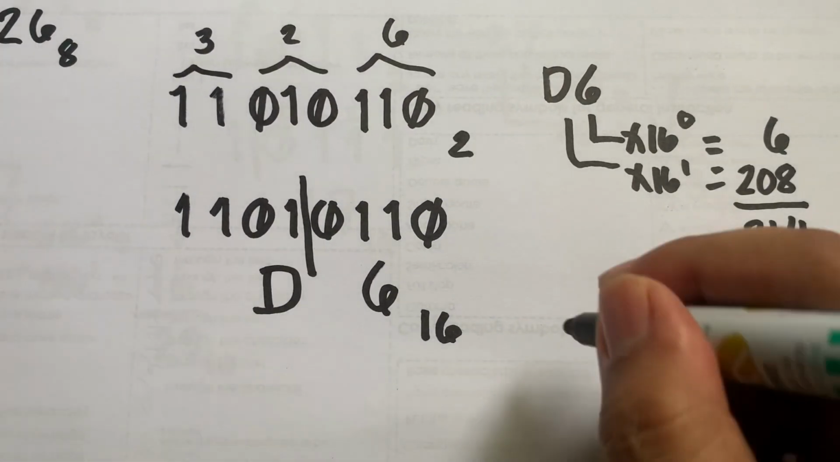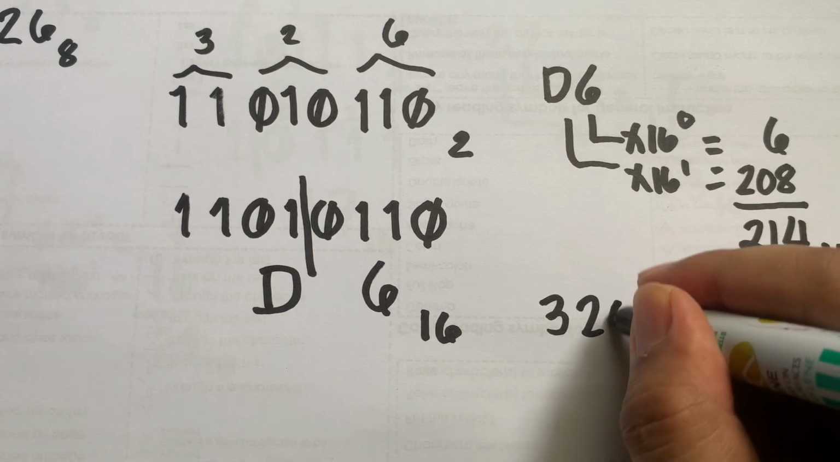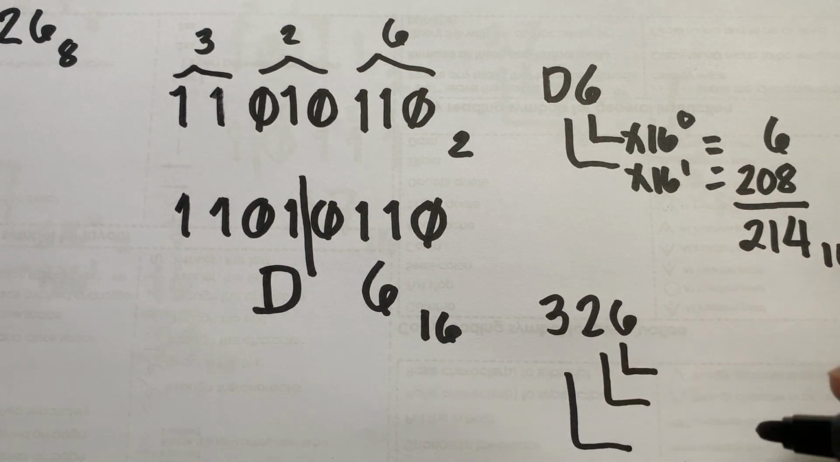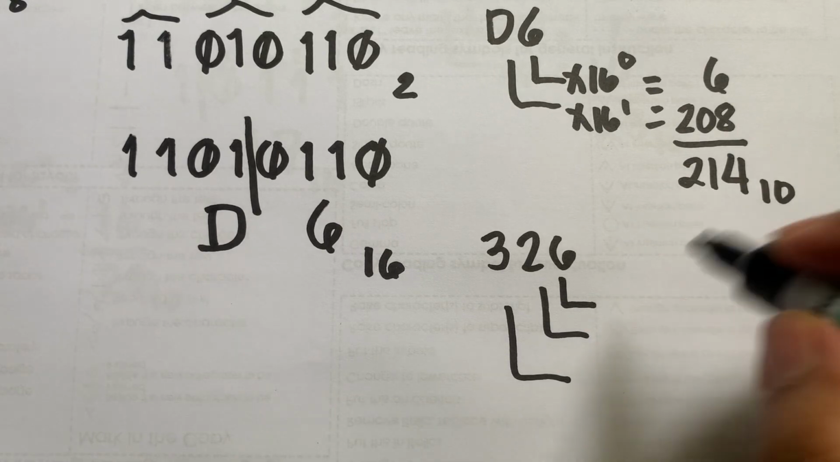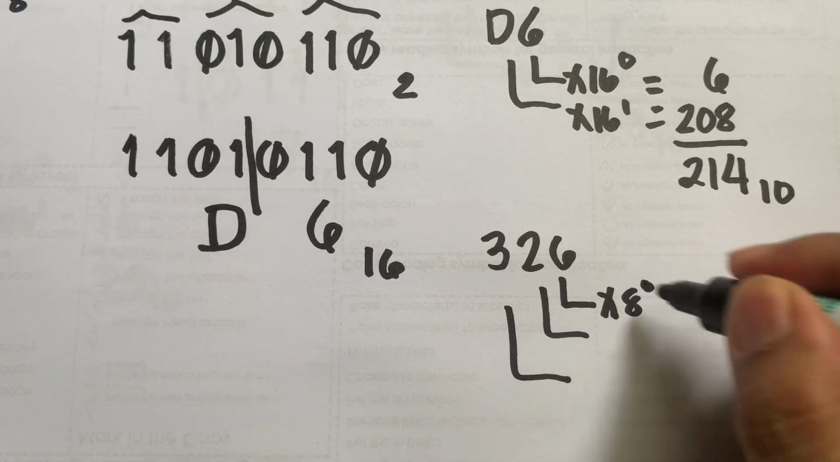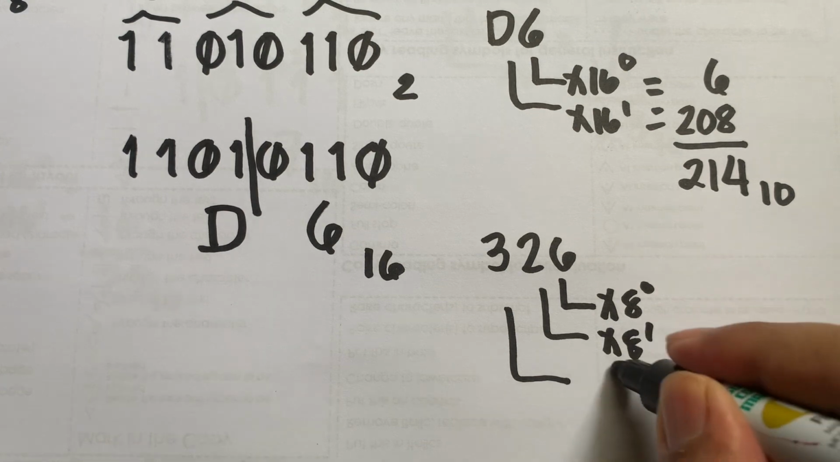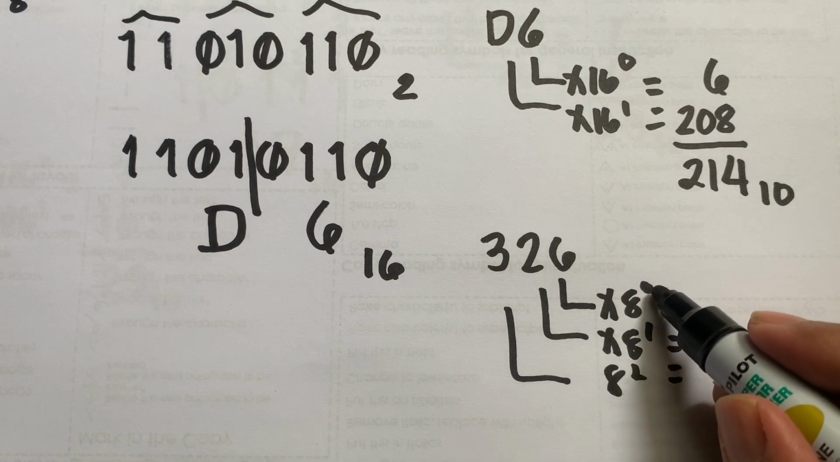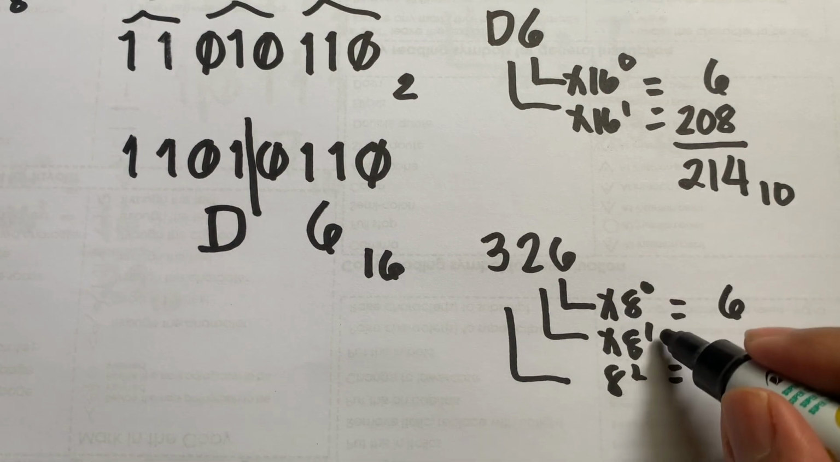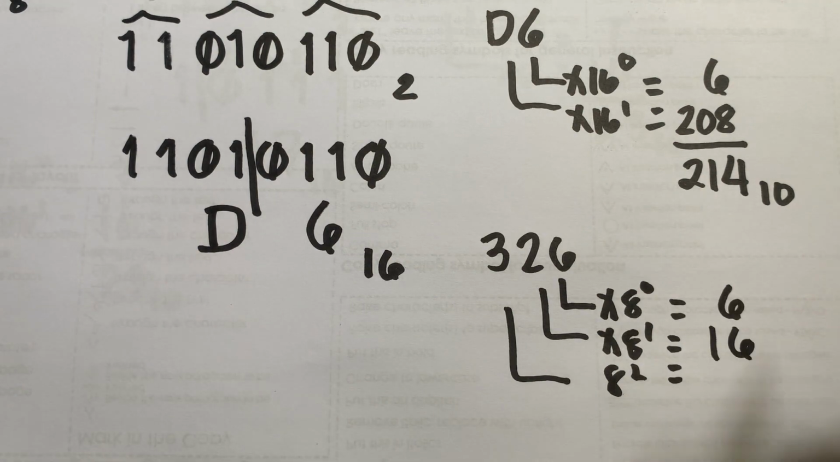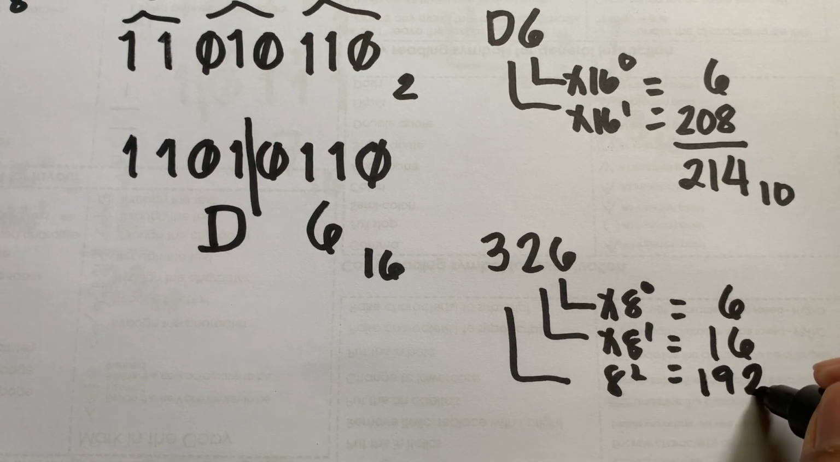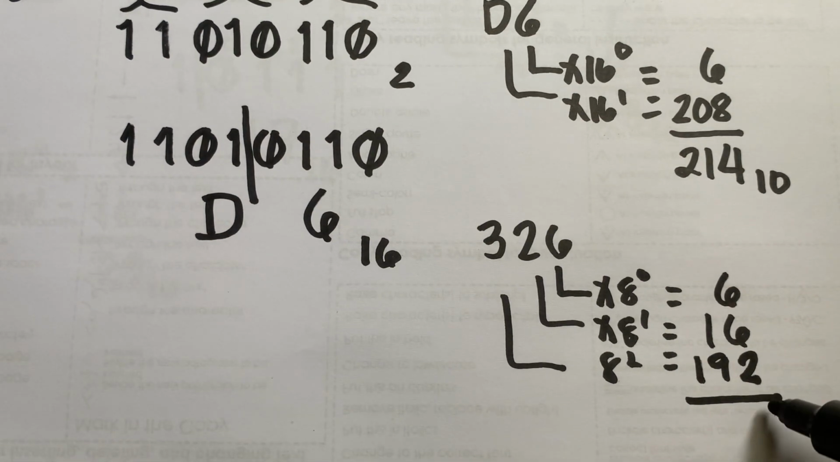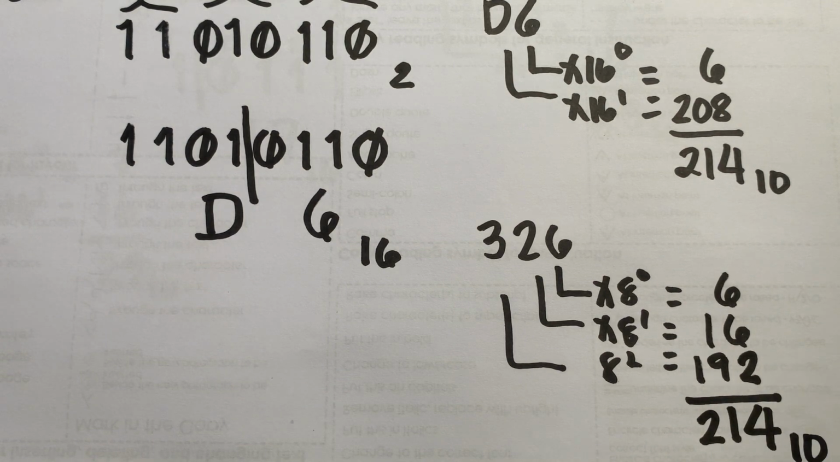Now if we use the given octal number, let us check if we will get the same decimal equivalent. We have 8 raised to 0 is 1 times 6 is 6. 8 raised to 1 is 8 times 2 is 16. 8 squared is 64 times 3, we have 192. Adding these will give us the same 214 as its decimal equivalent.